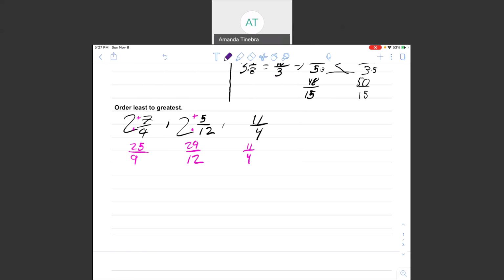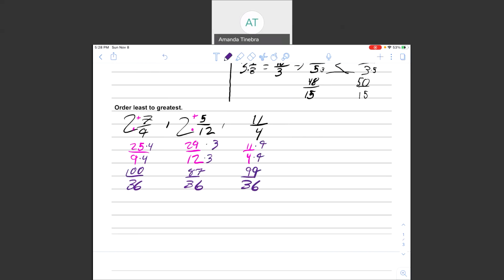So to get this common denominator, I know I'm going to turn all of these into 36ths. To turn 25/9 into 36, I'll do 9 times 4, and I'll do 25 times 4, which is 100. Continuing down the line, 29/12, turning that into 36, I'll do 12 times 3 to get 36, and I'll do 29 times 3, which is 87. And then finally, to turn 11/4 into 36, I'll do 4 times 9, and 11 times 9 gives me 99.